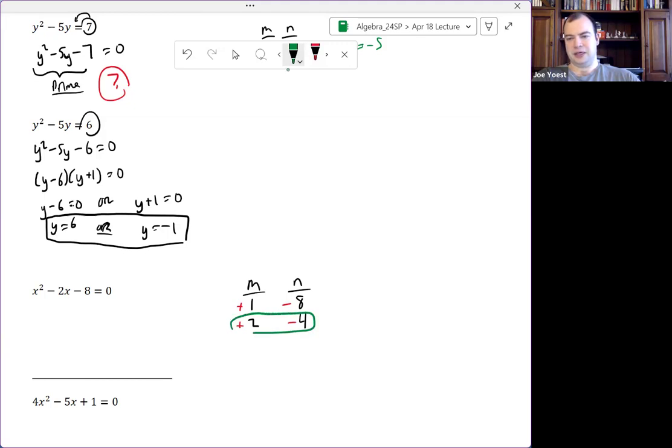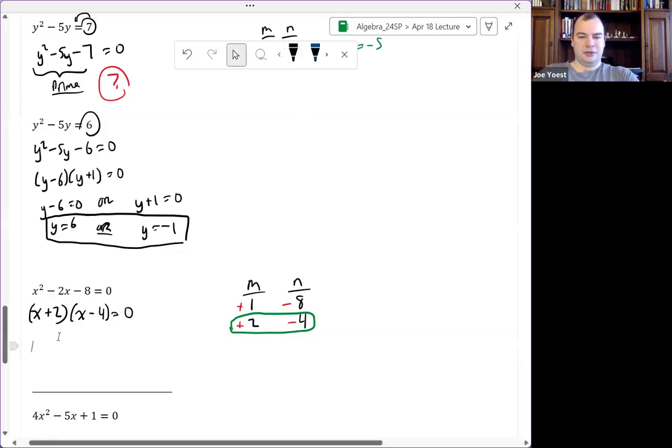Yeah, this looks like the right choice there. So I get x plus 2 times x minus 4 equals 0. Let me check that. First, give me x squared. Last, 2 times -4 is -8. My outside is -4x. My inside plus 2x, that is -2x, so that looks good.